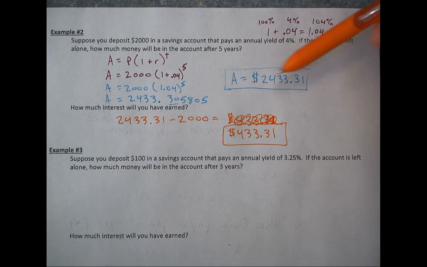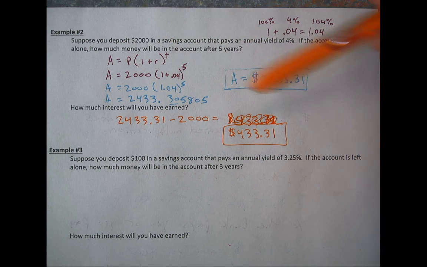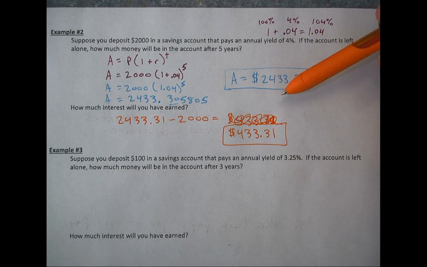So just remember that this A represents the amount of money you've actually got in the account. So you put $2,000 in, now you've got $2,433.31. So basically, how much did that go up? How much interest did you earn? $433.31.